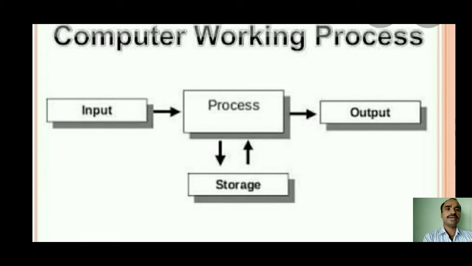Last day we have seen what a computer is and how the computer has evolved from the 1950s to date. So let us see this basic diagram of the computer working process. First is input, second is process, third is output, and in the middle there is storage. It shows the flow of the computer.